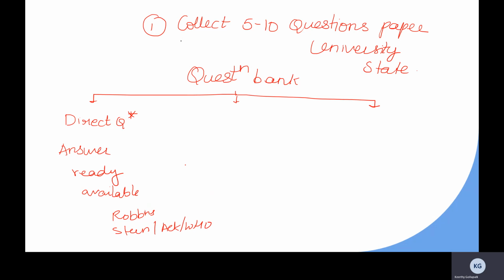Just for example, there was a question asked on some tumor. Let's think hepatocellular carcinoma. No need to search, right? Directly open the Sternberg, Ackerman or WHO, whatever. Read the answer, finish it off. Etiopathogenesis, refer Robbins. That's it. So these are the direct questions.